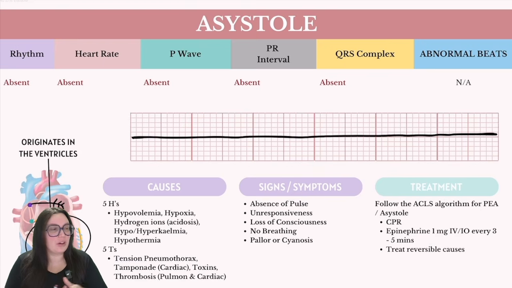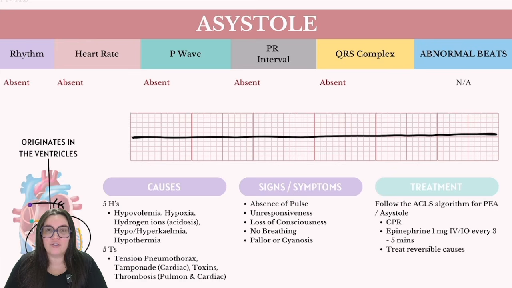So whenever we're talking about causes, we're looking at the 5 H's and T's. So we start with our H's. We have hypovolemia, we have hypoxia, hydrogen ions, hypo or hyperkalemia, and hypothermia. So starting with hypovolemia, that means that we have a low blood volume that can lead to an inadequate cardiac output and cardiac arrest. With hypoxia, we're having an insufficient oxygenation of the blood that will ultimately lead to cardiac failure.